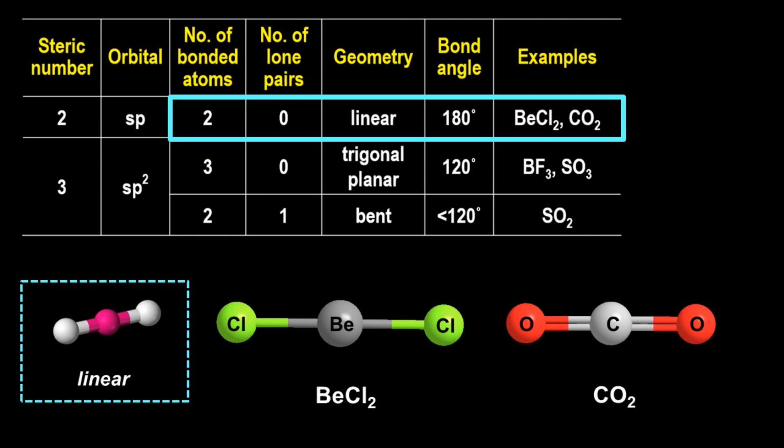Now, let's take a closer look at how different molecular shapes form. It all comes down to the steric number. That's just the total number of atoms bonded to the central atom, plus any lone pairs around it. If the steric number is 2, that means we've got 2 bonded atoms and no lone pairs. Since those atoms want to get as far away from each other as possible, the molecule ends up in a linear shape with a bond angle of 180 degrees. A good example would be beryllium chloride, or carbon dioxide.